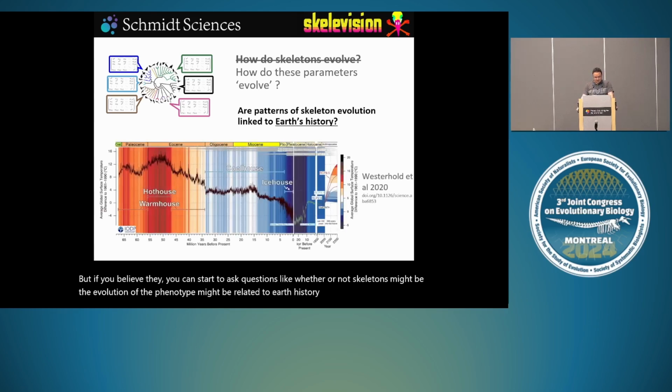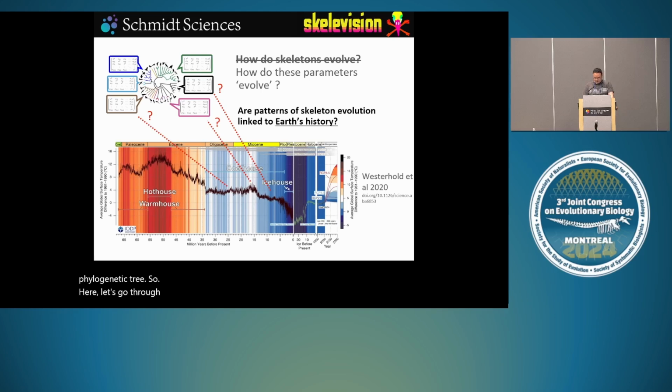So, for example, what do I mean by this? Let's think about climate change over the past 100 million years. Can we look for changes in these parameters that are associated with major climate shifts? And we can potentially do this by looking at where these parameters might change on a phylogenetic tree. So here, let's go through this quickly.